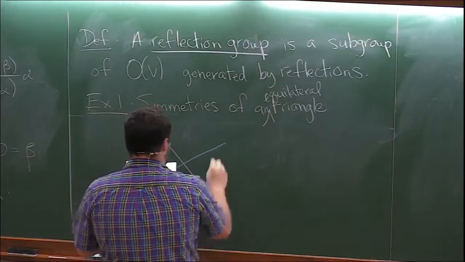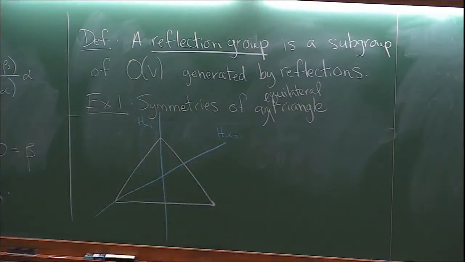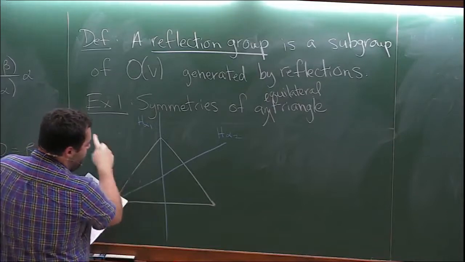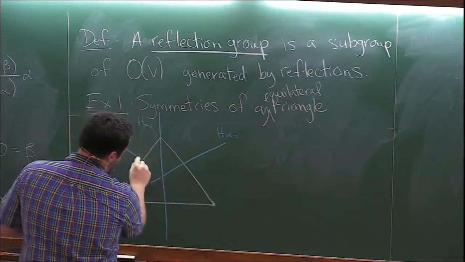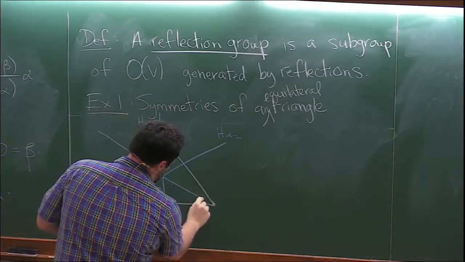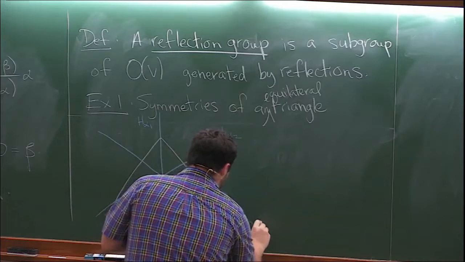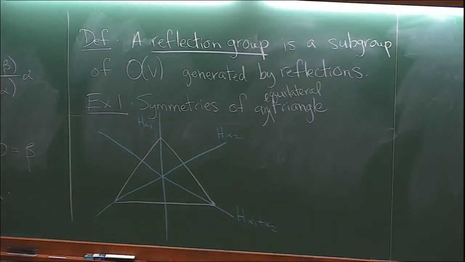So I'll draw this. I'll call this one H alpha 2 for some reason that will become clear later, hopefully. And I'm going to draw the last one. I'll call this one H alpha 1 plus alpha 2. I'm just naming it something for now. It'll become clear later.